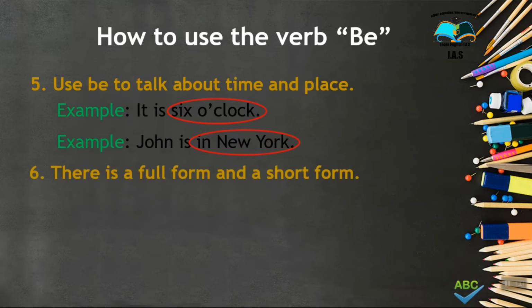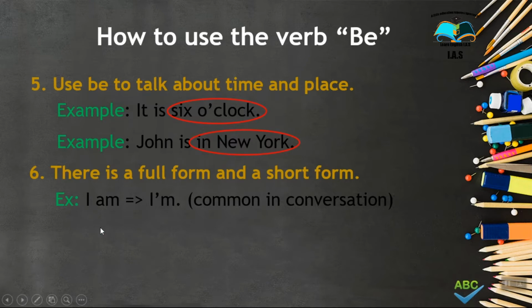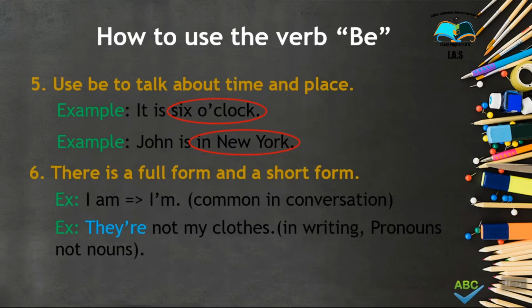There is a full form and a short form of to be. For example, the full form of to be is I am. The short form is I'm. Now the question is where we can use the short form of to be. It's very common to use the short form of to be in conversation. If you want to use it in written language, you have to use the short form with the pronoun, like they're.